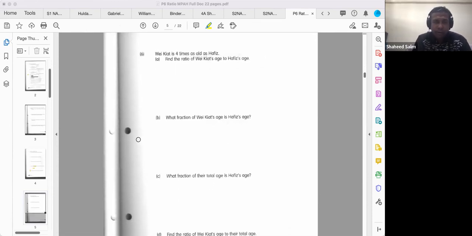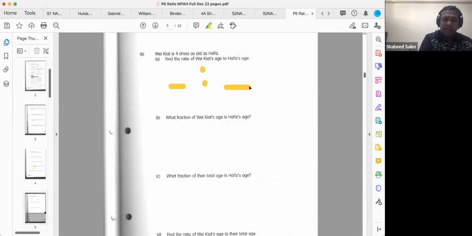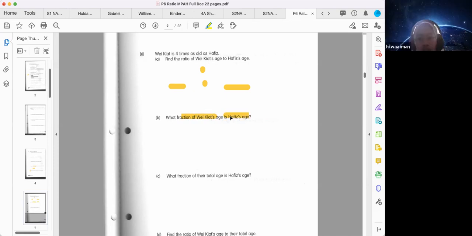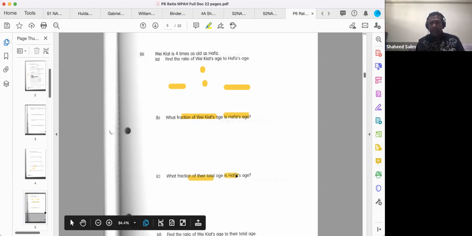Weiqet is 4 times as old as Hafiz. What is the ratio of Weiqet's age to Hafiz's age? 4 to 1. Well done. What fraction of Weiqet's age is Hafiz's age? Careful. When you see "of", this is supposed to be the bottom number. When you see "is", this is supposed to be the top number. So 1/4. Well done. What fraction of the total age is Hafiz's age?